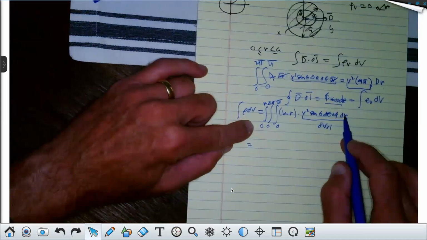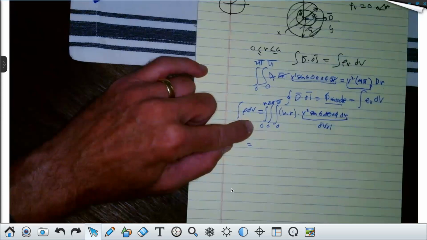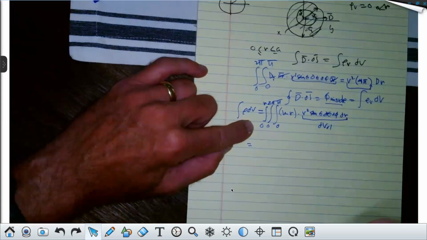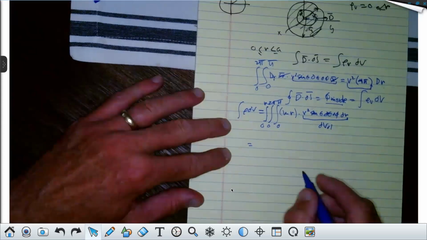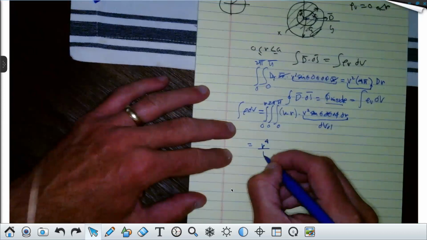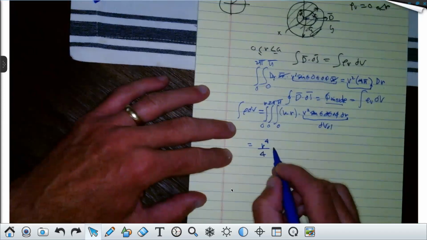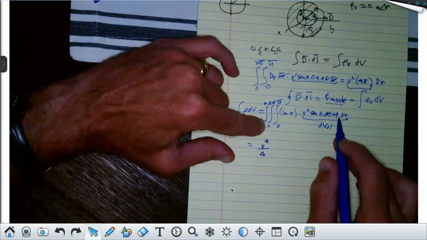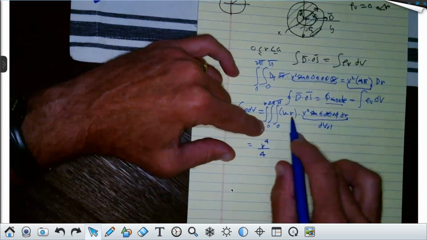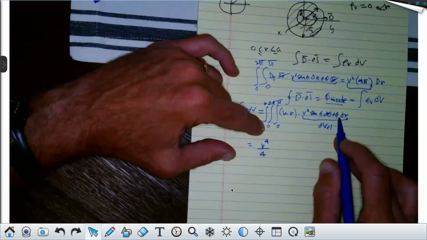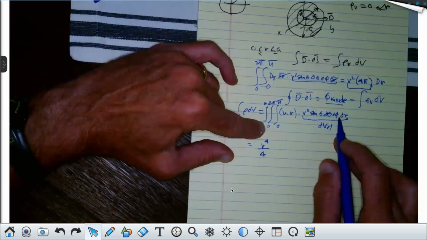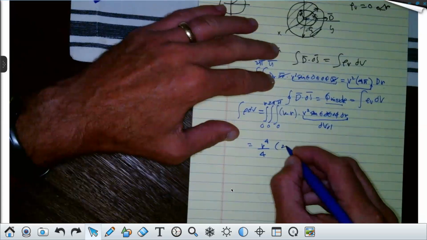R cubed dr integrated is R to the 4th over 4, correct, class? Right? So I have R to the 4th over 4 evaluated from 0 to R, which is just R to the 4th over 4. That's the first integration. I mean, that's the outer integration. Now the next integration is d phi. Nothing inside here is a function of phi, is it? No. When we integrate d phi, we just get phi, correct? And we evaluate it from 0 to 2 pi, or we multiply this by 2 pi. Agree, class?